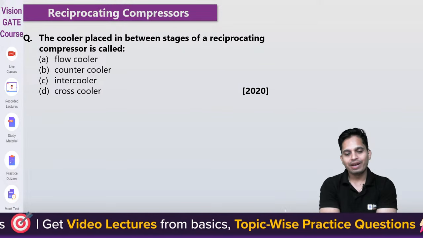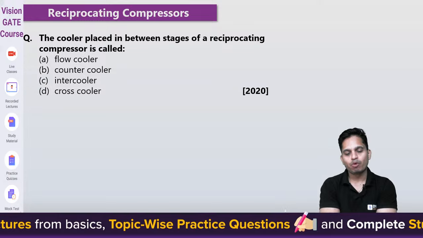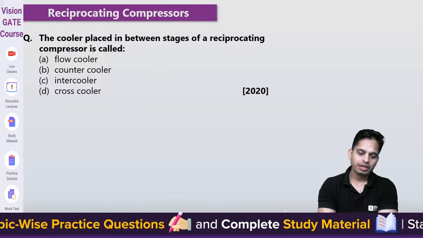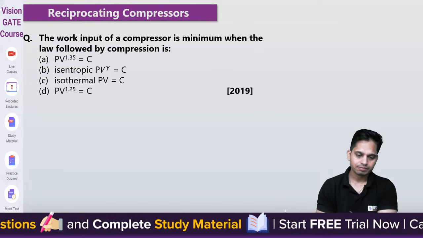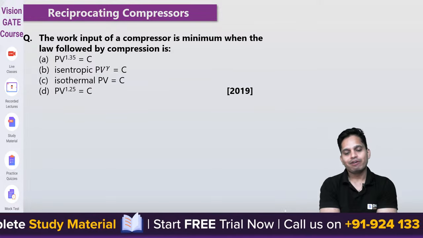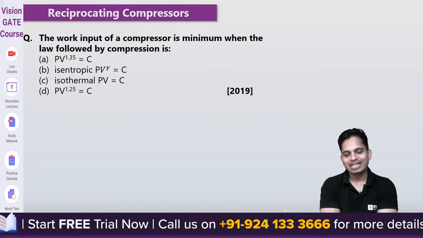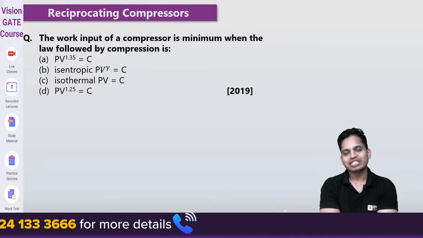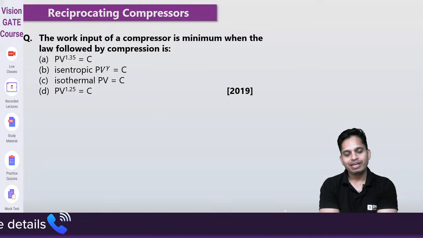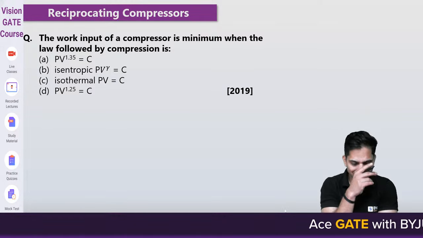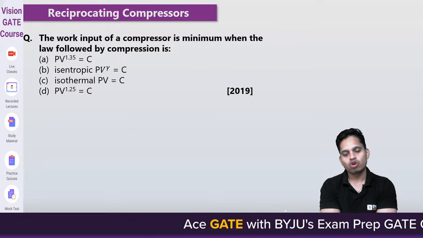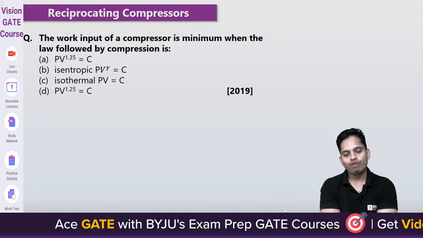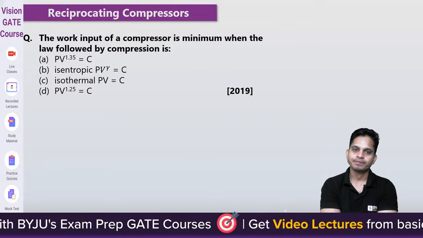The cooler placed in between stages of a reciprocating compressor is the intercooler. We have solved this. The work input of a compressor is minimum when the law followed by the compression is PV^1.35 = constant, PV^gamma = constant, PV = constant, or PV^1.25 = constant.